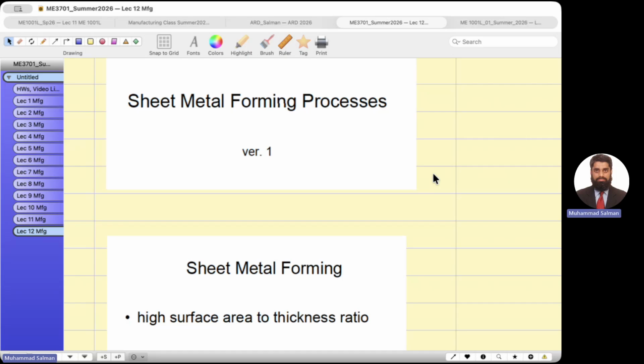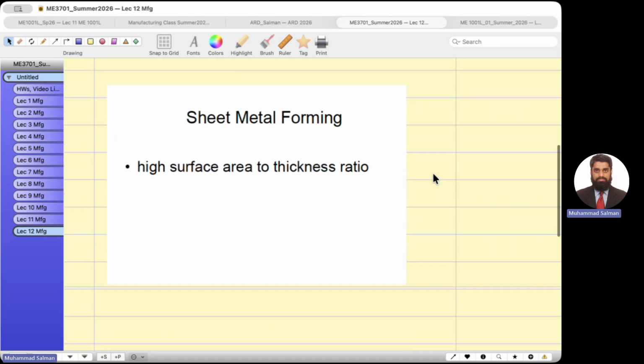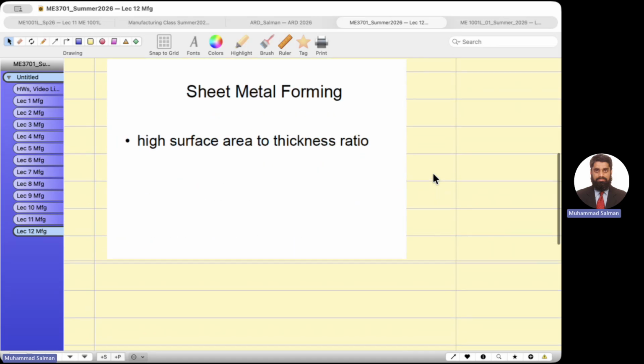metal. You can make some holes, you can stamp, you can form it into the desired shape of the die. So the sheet metal is defined as the large surface area versus the thickness. It could be very small thickness.